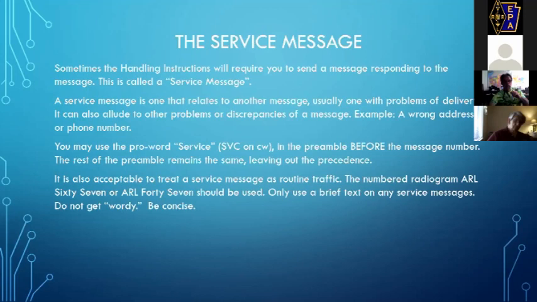The numbered radiogram ARL67 or ARL47 should be used. They have specific meanings. You can look them up and see what they are. Use brief text in service messages. Don't get wordy. If they've made a mistake, just tell them the phone number's bad. Don't go into a long explanation about how you tried to call it several times and the line was busy or you couldn't get through. Just tell them line busy, bad phone number, or whatever. Just be short and concise. Don't get into detail. The list of numbered radiograms can be found on the card FSD3.